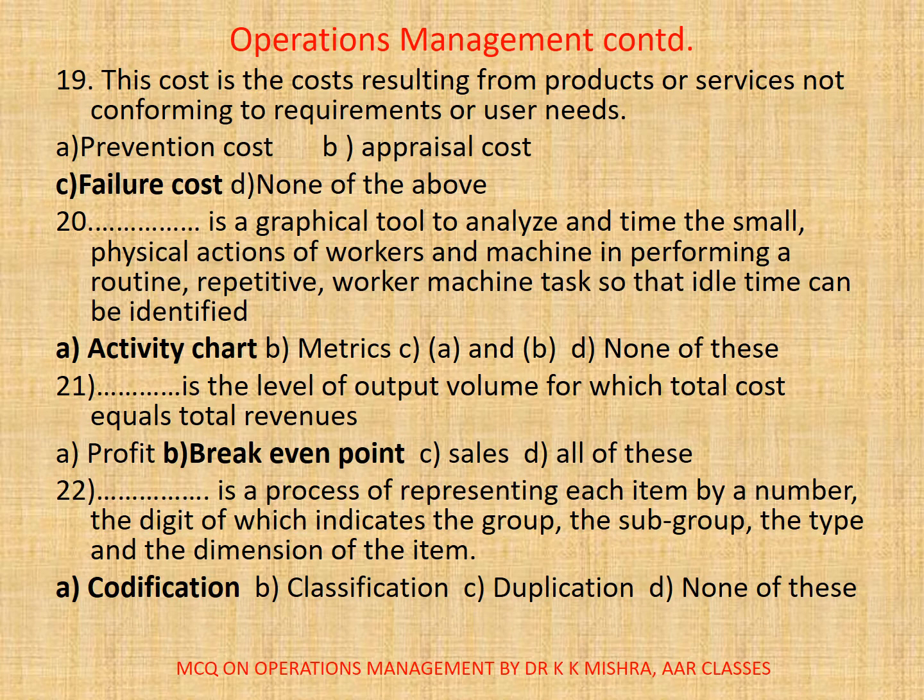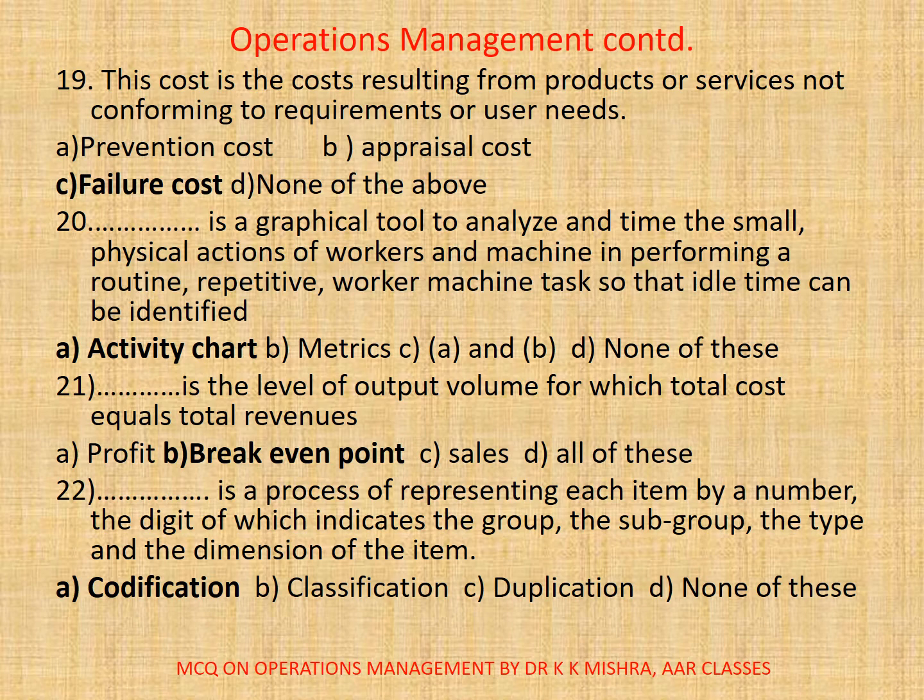Failure cost. 20. Dash is a graphical tool to analyze and time the small physical actions of workers and machine in performing a routine, repetitive worker-machine task so that idle time can be identified. Options are here A. Activity chart, B. Matrix, C. A and B, D. None of these. Here correct option is A.